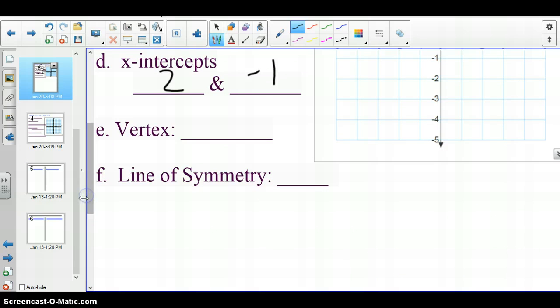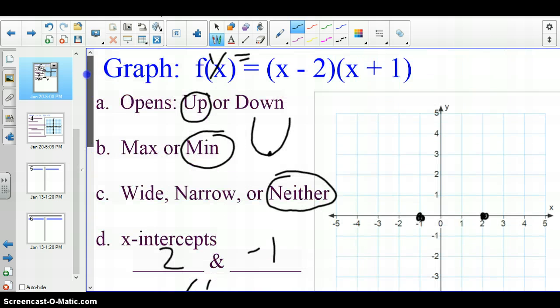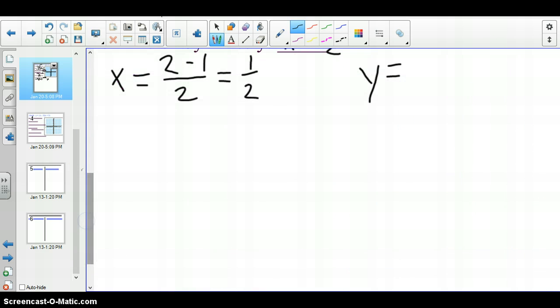Remember, to find the x of our vertex, we take our x-intercepts, 2 plus negative 1, and divide them by 2. 2 minus 1 is 1, so I get 1/2. The x of my vertex is 1/2. It's also my line of symmetry. To find the y of my vertex, I'm going to take 1/2 and plug it into my original equation. So I have parentheses 1/2 minus 2.